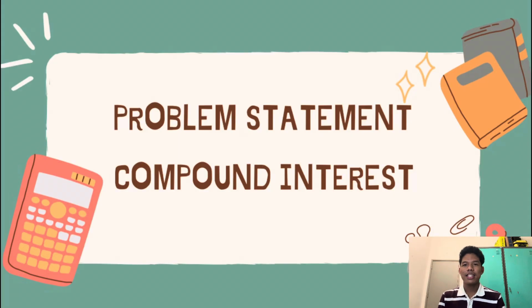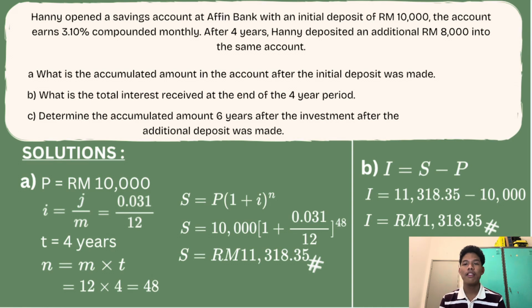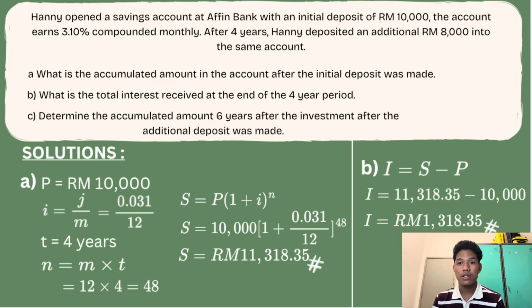Next, this is the problem statement for compound interest. Hani opened a savings account at Affin Bank with an initial deposit of RM 10,000. The account earns 3.10% compounded monthly. After 4 years, Hani deposited an additional RM 8,000 into the same account. So the question is, A. What is the accumulated amount in the account after the initial deposit was made?